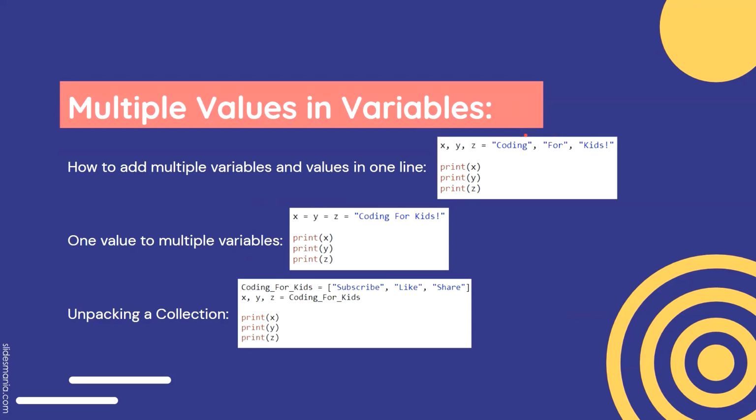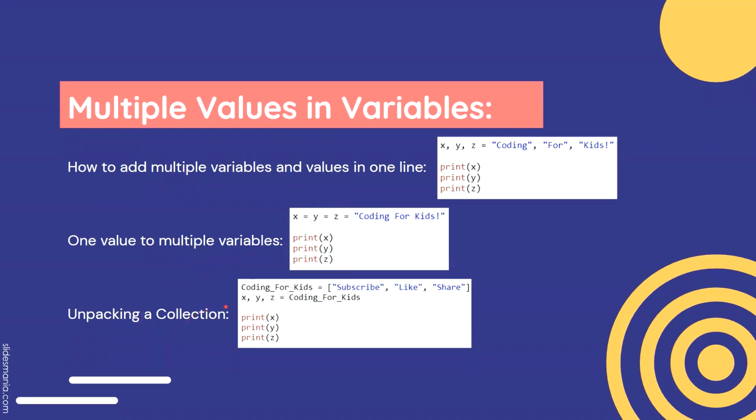This does get confusing at times, especially if you have lots of long variables, or if the values are really long. So make sure you don't get confused when using this technique. Also, for one value in multiple variables, you would just put x equals y equals z equals coding for kids. And then if you do this, it's going to print out coding for kids 3 times. So just also look at the result of this.